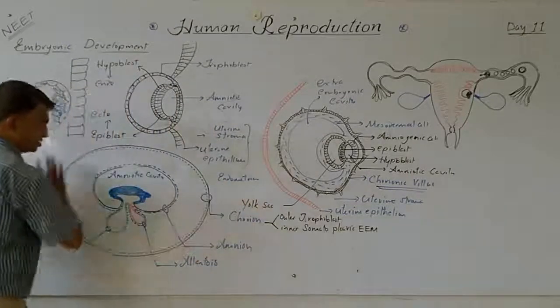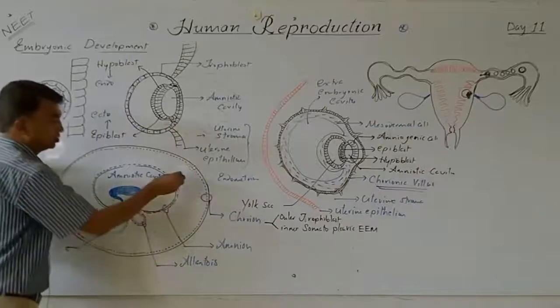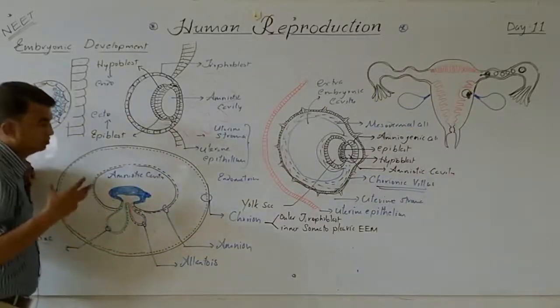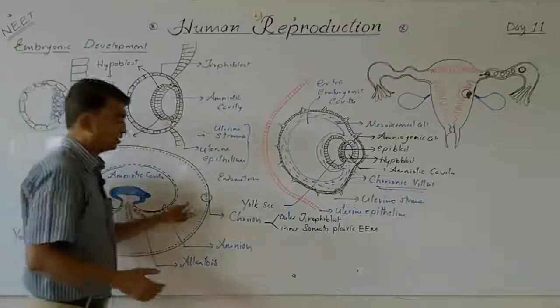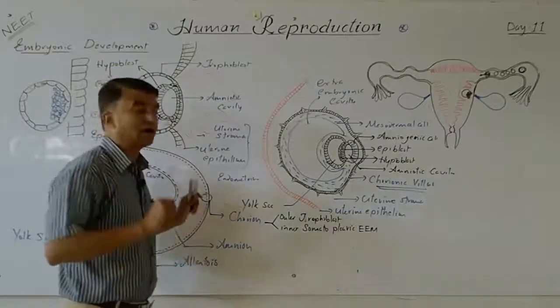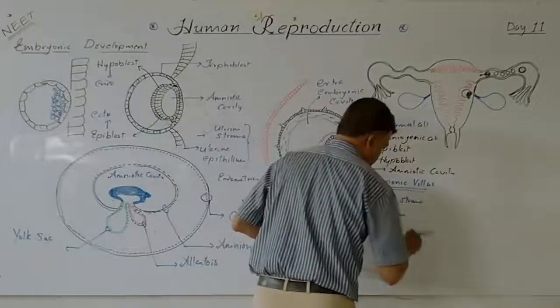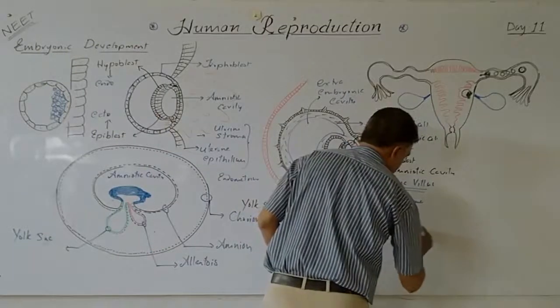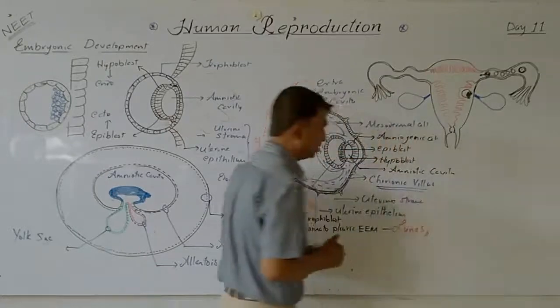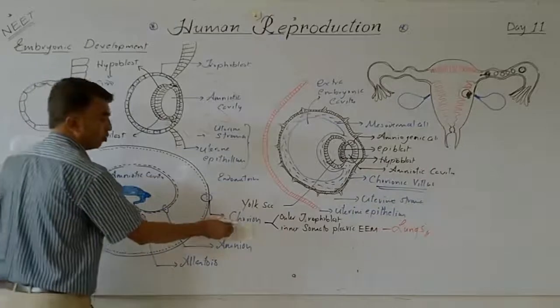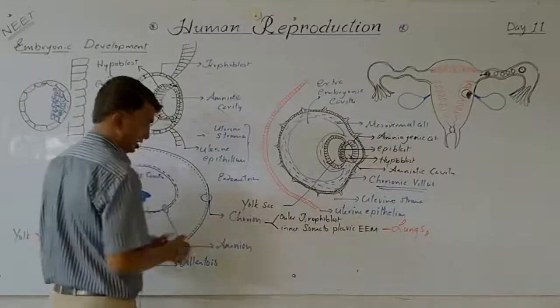It is the outermost layer here. It will act as an extraembryonic lung. So it will function as a lung and help in the exchange of gases. So the chorion will act as an extraembryonic lung.